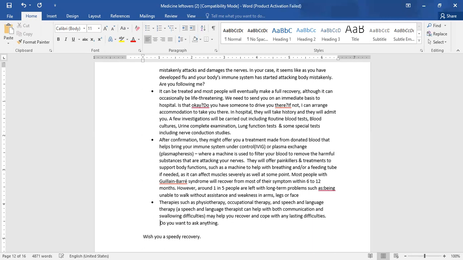That's it. And one more thing you have to mention, that you can't drive. You have to inform the DVLA. Okay, so you cannot drive. You have to mention that you cannot drive. You have to inform the DVLA. Okay, and then wish her a speedy recovery. That's it. Now the next question is sore throat.